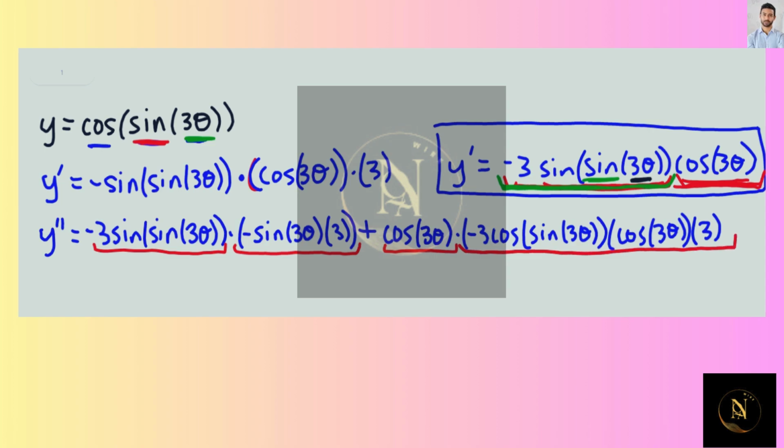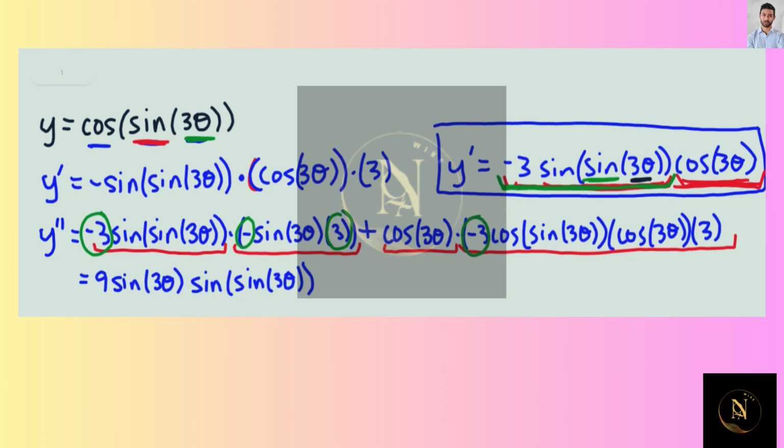Looking at our first term, we have a negative 3, a negative, and a 3. We can multiply all those together, and we have 9. So we have 9 sine of 3 theta times the sine of 3 theta. Now for the other part, we have a negative 3 and a 3, so that will be minus 9. We have cosine of 3 theta and another cosine of 3 theta, so we could write that as cosine squared of 3 theta, times the remaining part, which is sine of 3 theta.